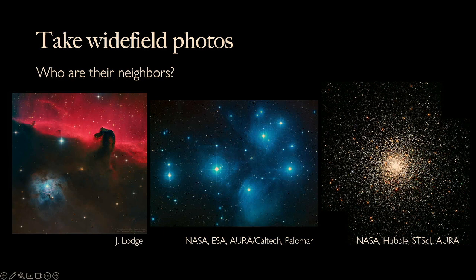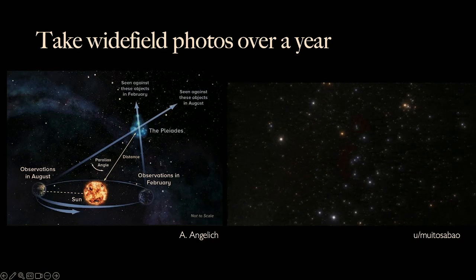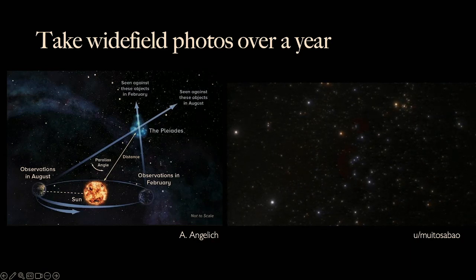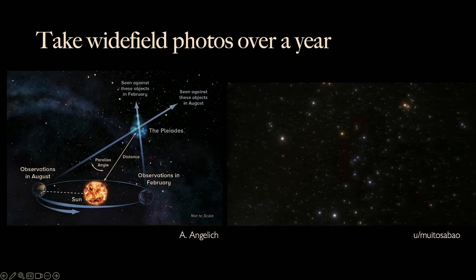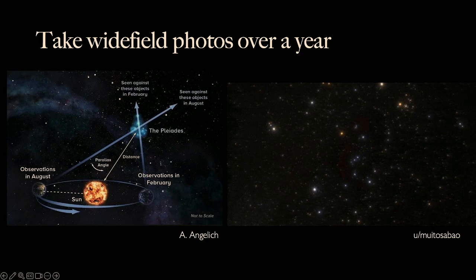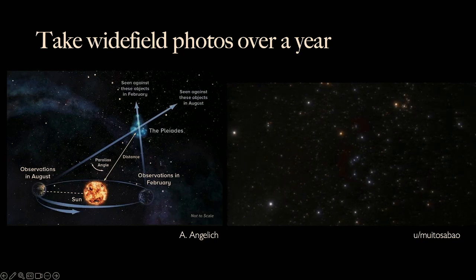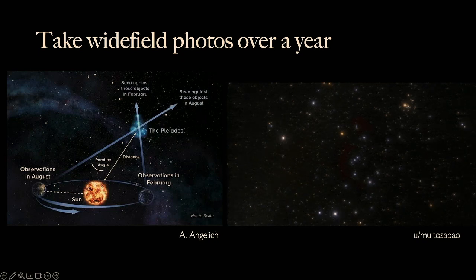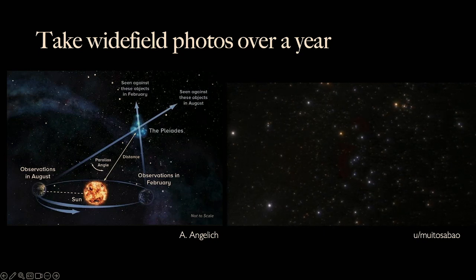So, now taking a wide field photo. What if we start taking wide field photos over the course of a year? Well, if we were to take a photo of, say, a star that's not too far away today, and we take another photo of it in August, what would end up happening is we would see the star shift its angle in comparison to the stars in the background. And this is called parallax.